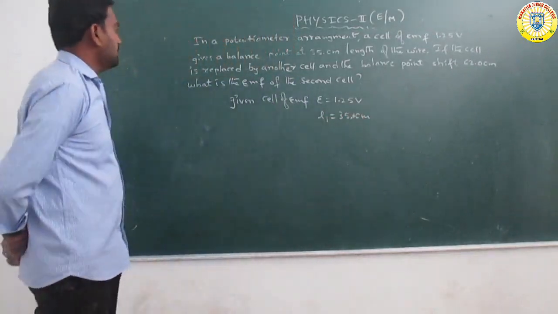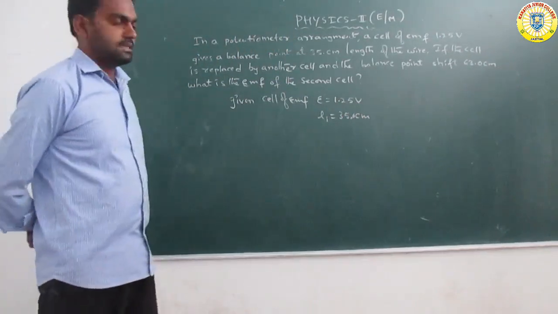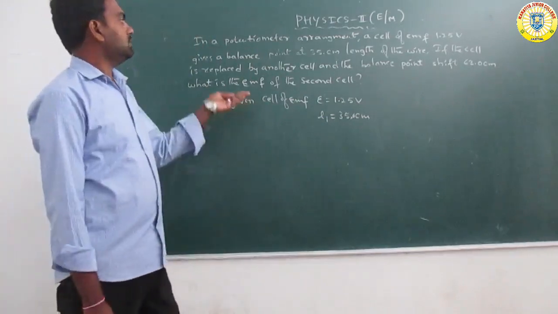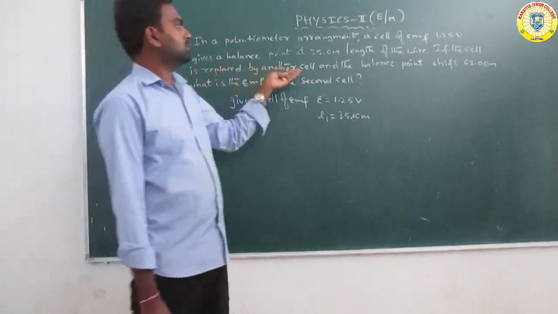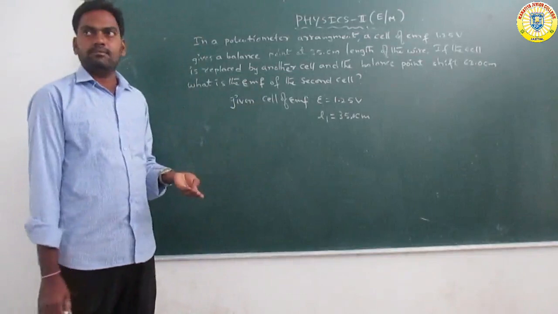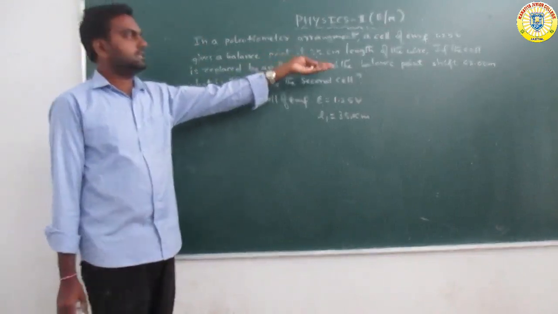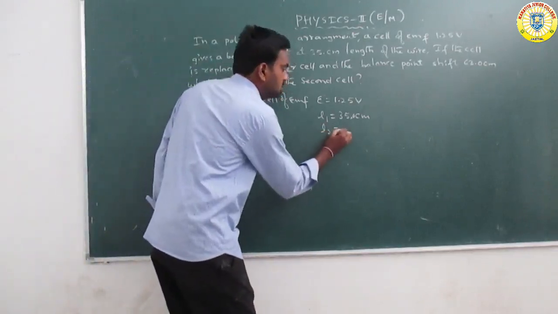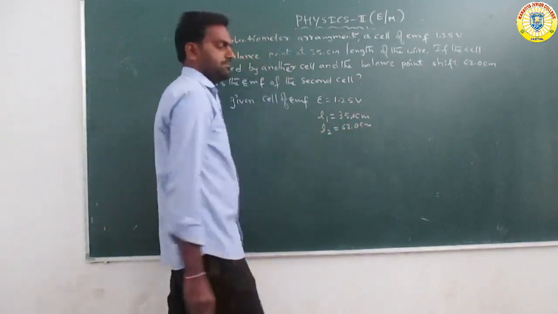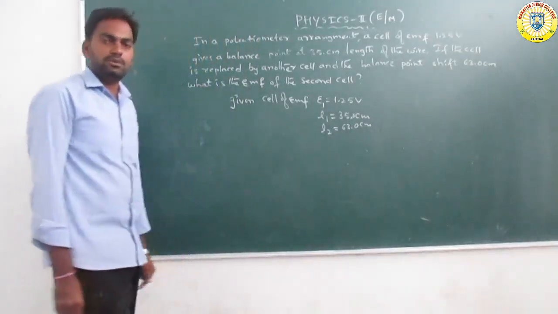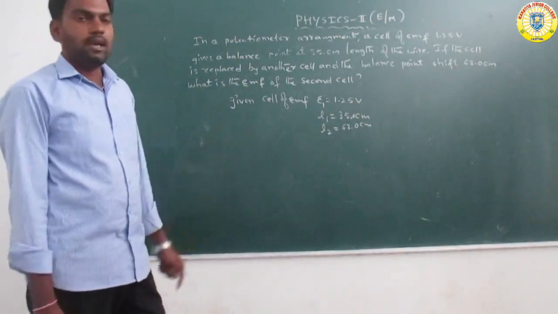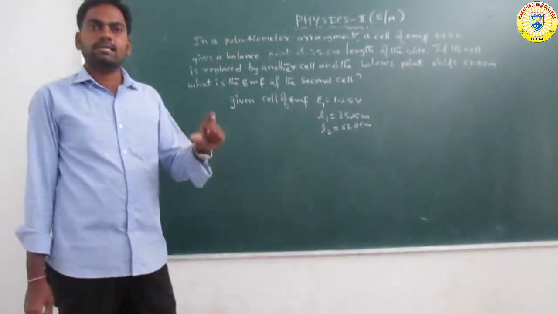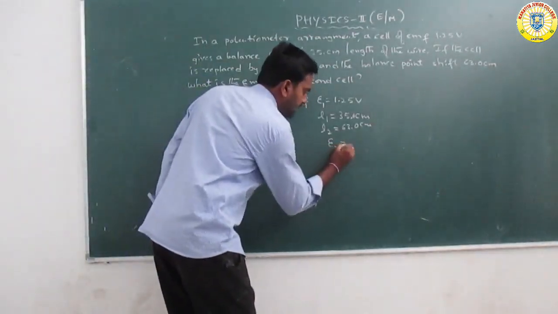If the cell is replaced by another cell and the balancing point is shifted to 63.0 centimeters, what is the EMF of the second cell? So L2 is equal to 63.0 centimeters. The first cell E1 is introduced in the circuit, that is 1.25 volts, and L1 is measured as 35 centimeters, and L2 is 63 centimeters when the cell is replaced. The second EMF is to be found out.